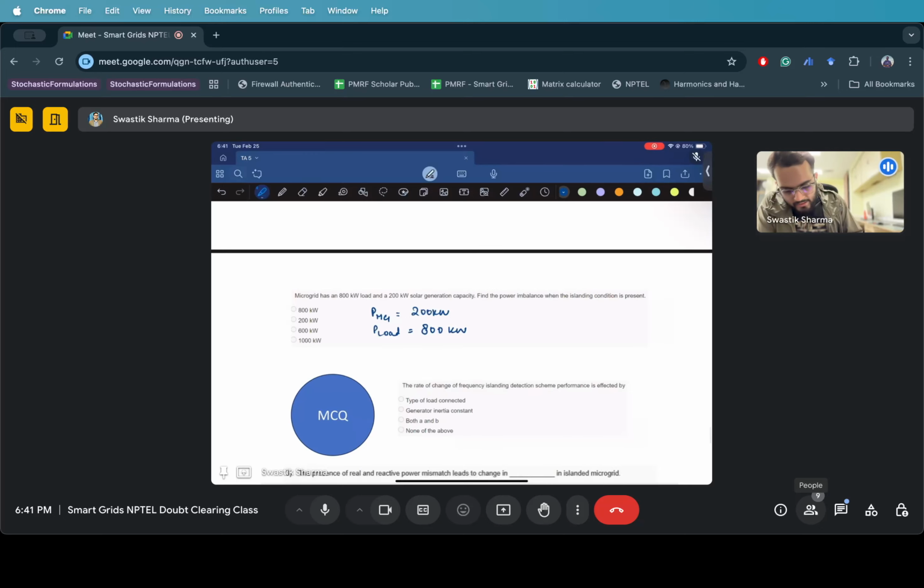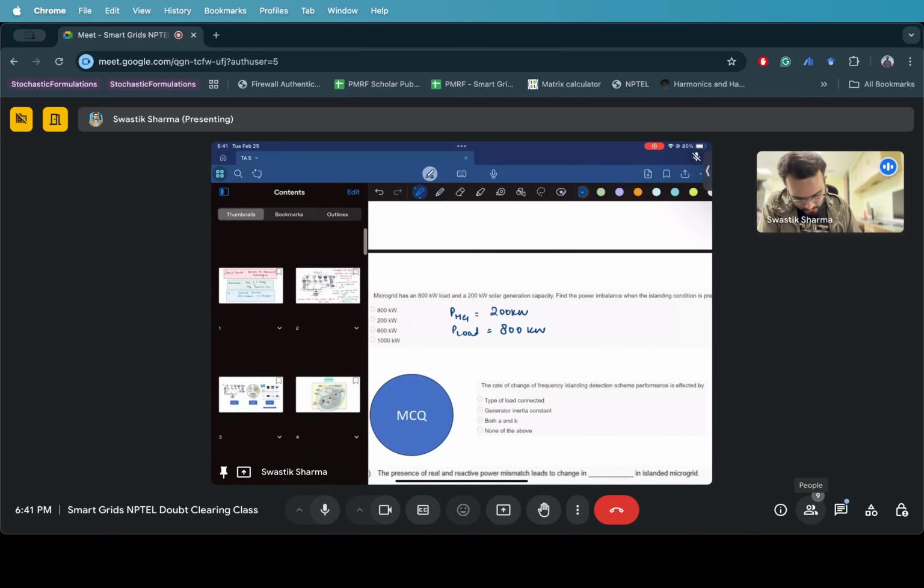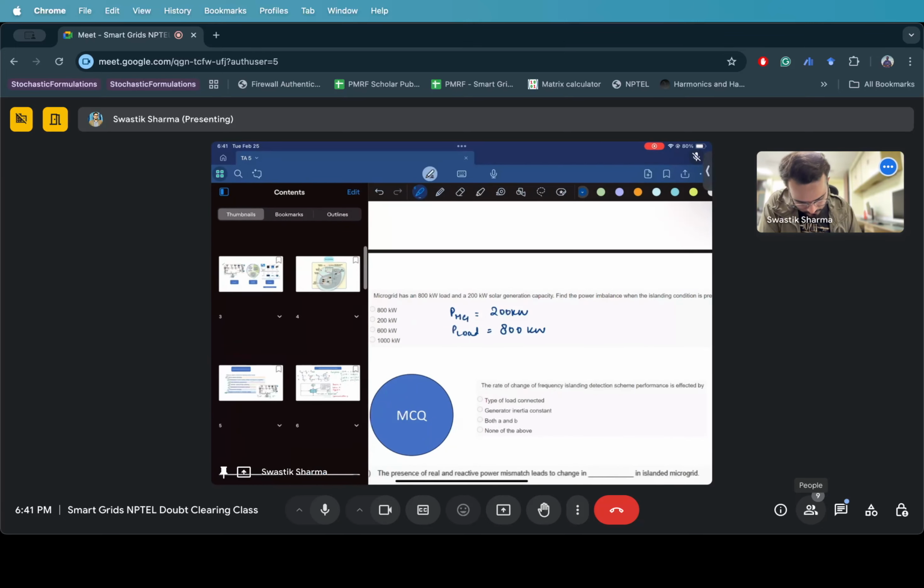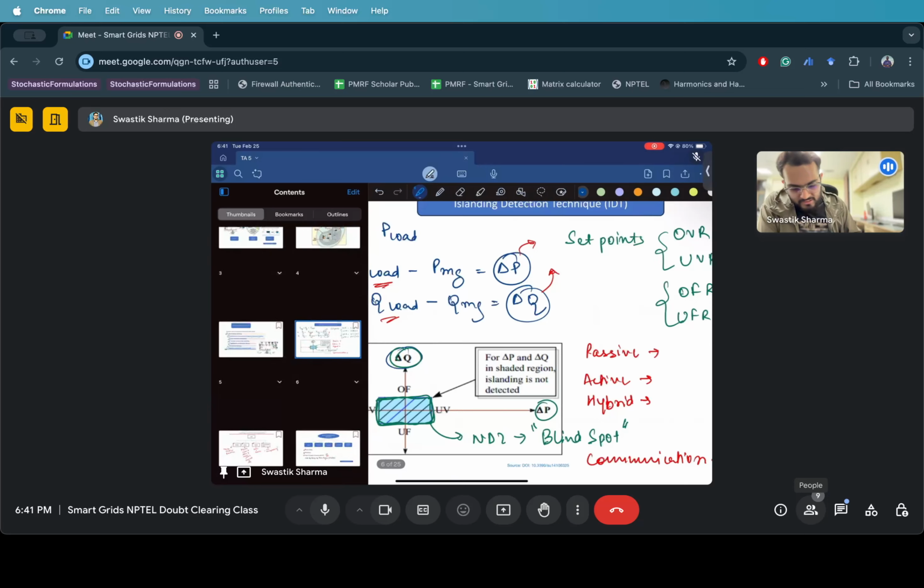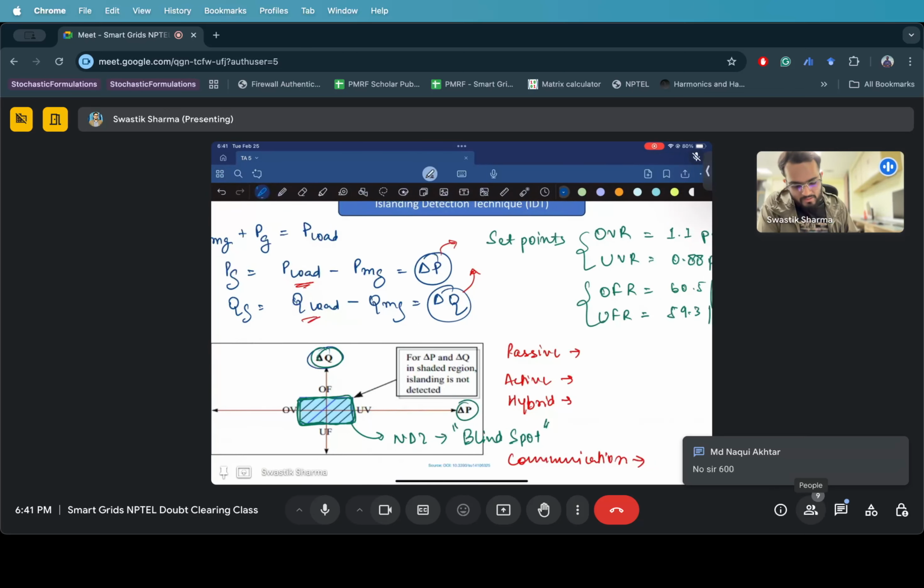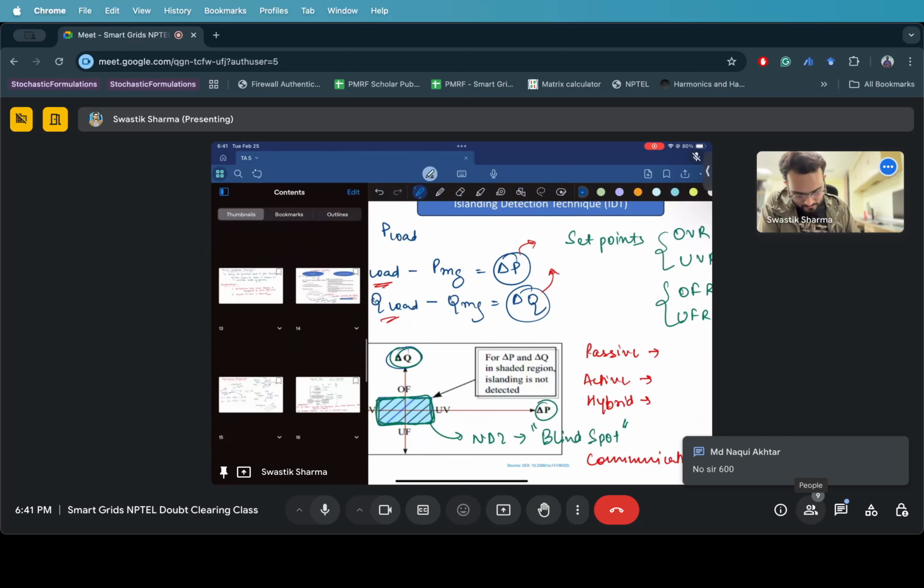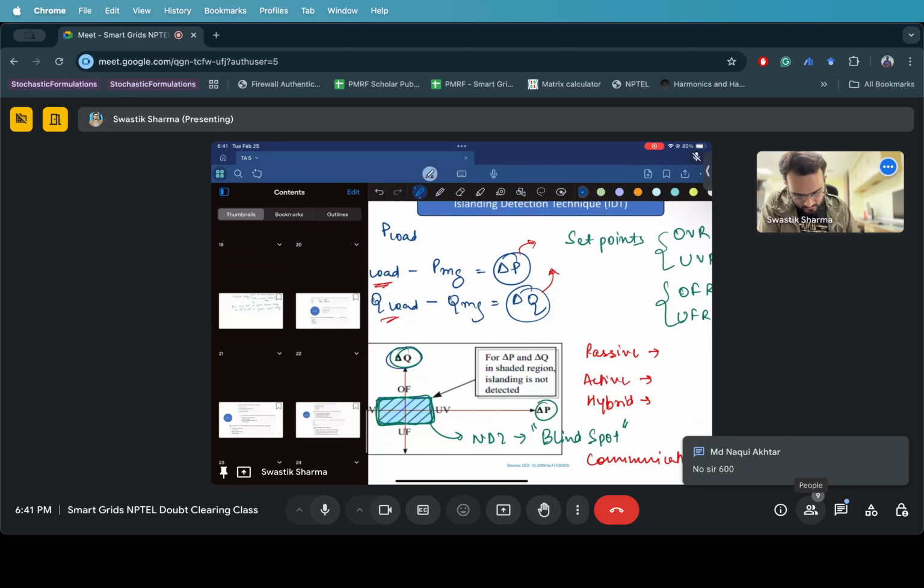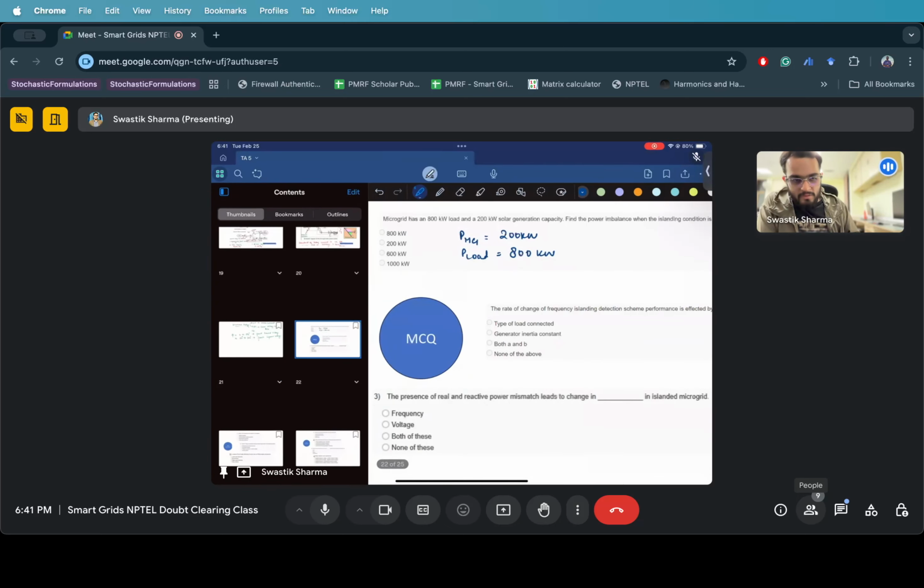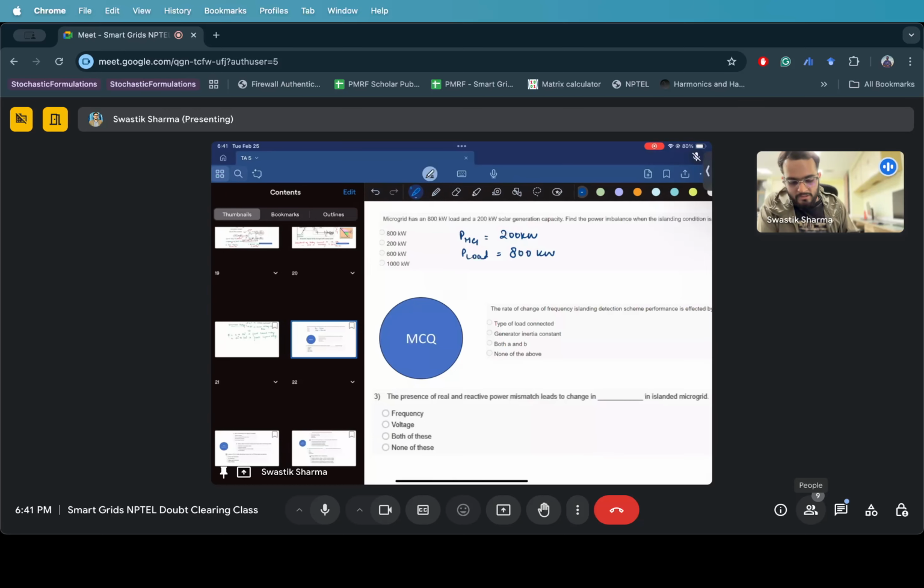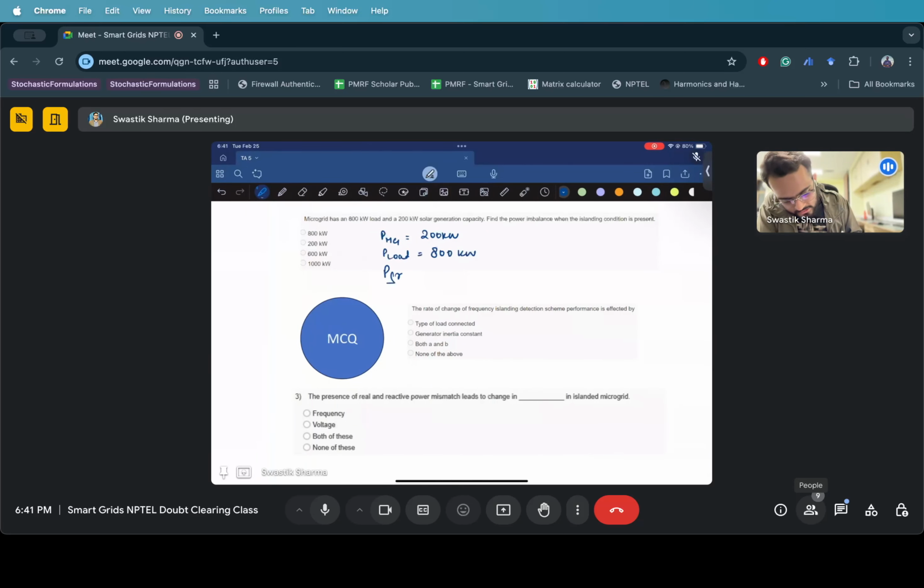So I told you here, right? What is the mismatch? It is the difference between them, so 600 is the correct answer. We are checking how much power it was taking from the grid, which is 600 kilowatts, right? And if it is now behaving islanded, the 600 is the power imbalance that has occurred. So the correct answer is C.